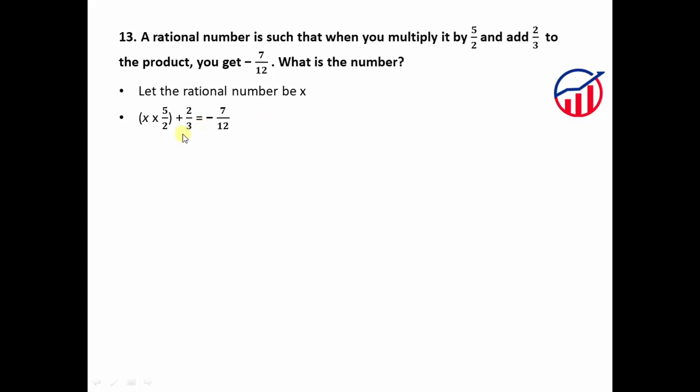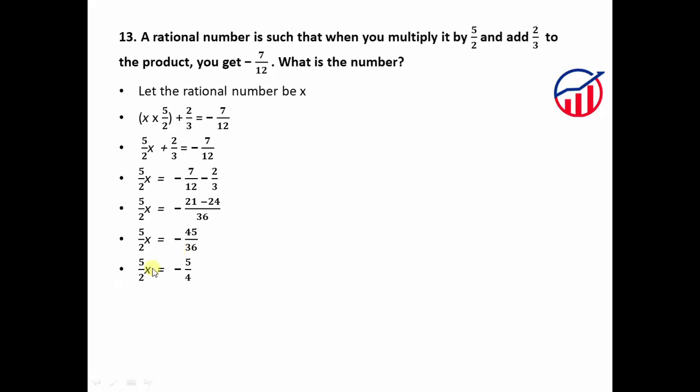Now let's go about solving it. So you get 5 by 2x plus 2 by 3 is negative 7 upon 12. So 5x upon 2 is negative 7 upon 12 minus 2 upon 3. Solving it further, 7 3s are 21, 12 2s are 24. So negative 21 minus 24 upon 36, which is negative 45 upon 36.